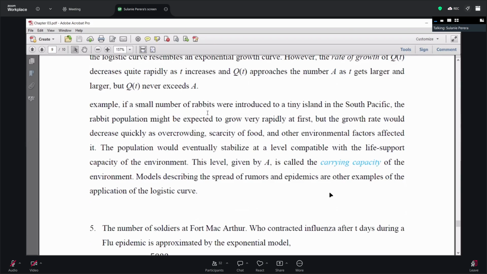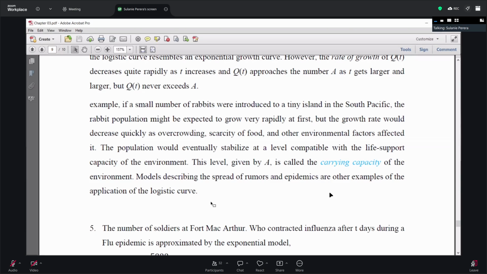So what is the example? If a small number of rabbits were introduced in a tiny island in the South Pacific, the rabbit population might be expected to grow very rapidly, right? So you assume in this island there are only rabbits, no other animals. What will happen? Initially, the rabbit population will increase very rapidly. But with time, what will happen? Will they have enough food? No. So the population growth rate will decrease quickly because of overcrowding, scarcity of food, and other environmental factors.